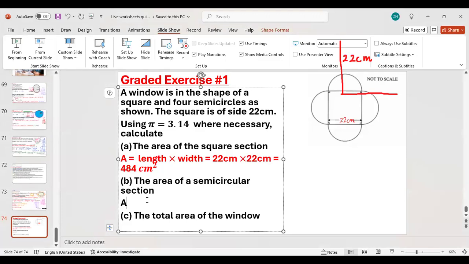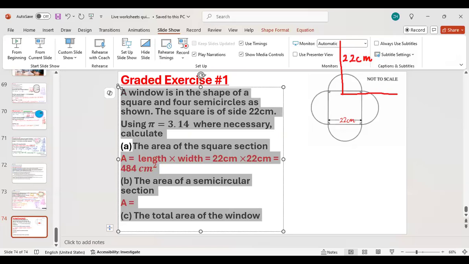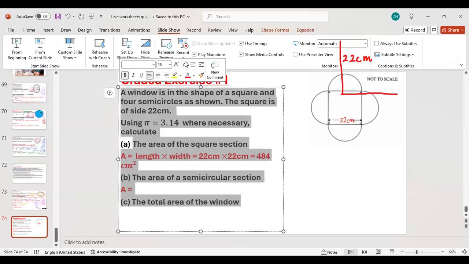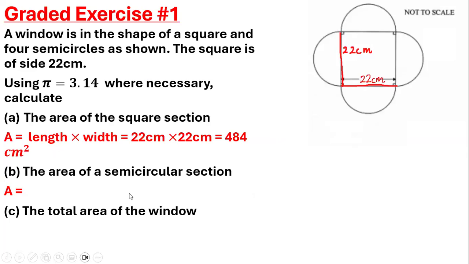Okay, so the area is going to be equal to... the area is going to be equal to... all right, so it's going to be pi r squared. Pi r squared.